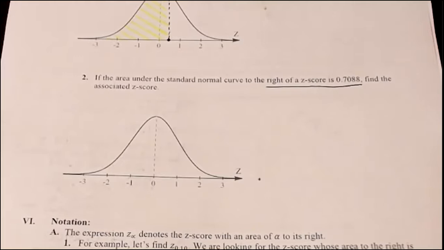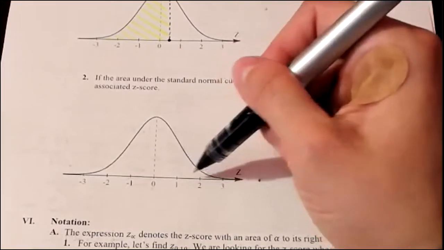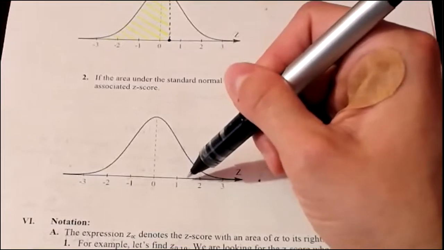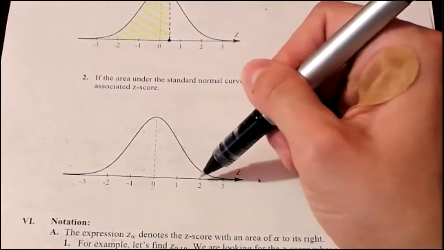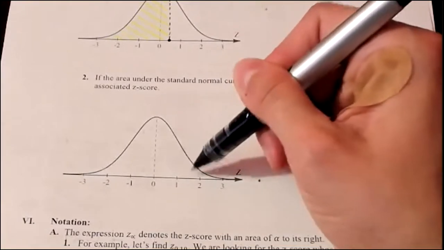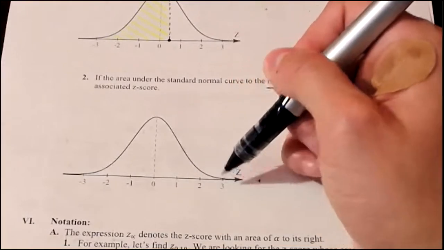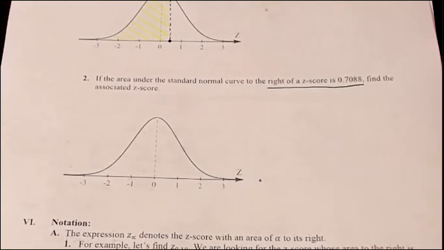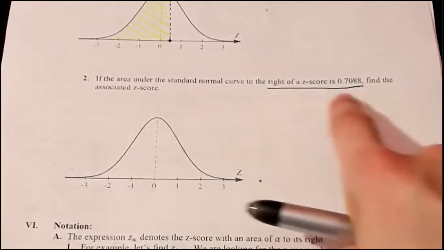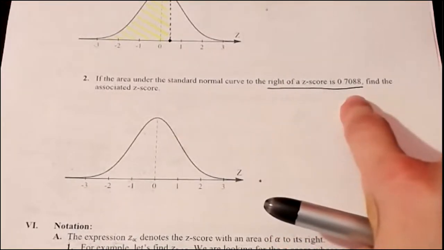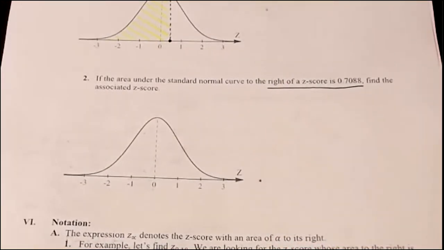Between 1 and 2. So if we were between 1 and 2, and I put a point here, for instance, and I shaded this region to the right, is this region to the right going to be 70% of the data? No, so this one's tricky because this one's actually saying to the right of the z-score is 0.7088. Don't you have to subtract it from 1?